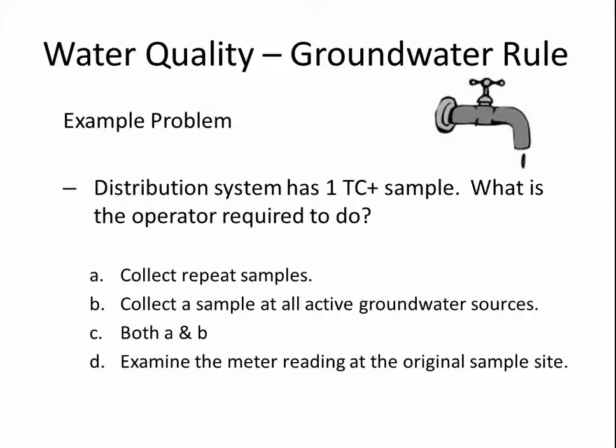So this is just an example of a scenario with the groundwater rule. This scenario is that a distribution system has one routine total coliform positive sample. What is the operator required to do? And the options are you can collect repeat samples, you can collect a sample at all active groundwater sources, you can do both, or you can examine the meter reading at the original sample site. So hopefully you know by now that the correct answer is C, and that is you have to take the repeat samples in the distribution system as well as collect the triggered samples at all active groundwater sources. So hopefully that makes sense.